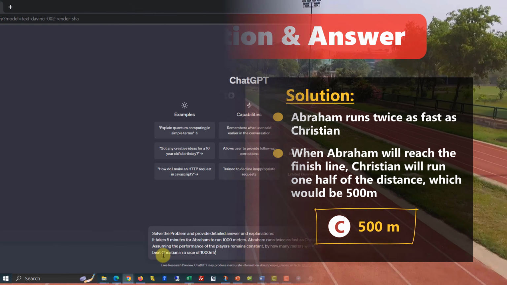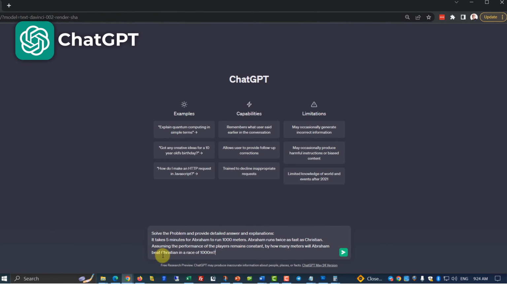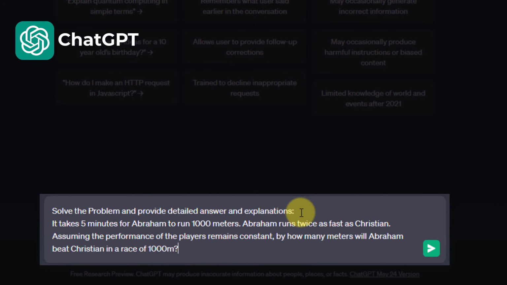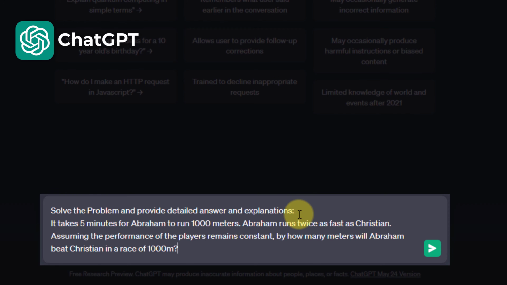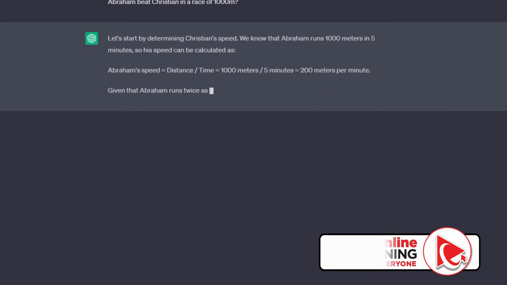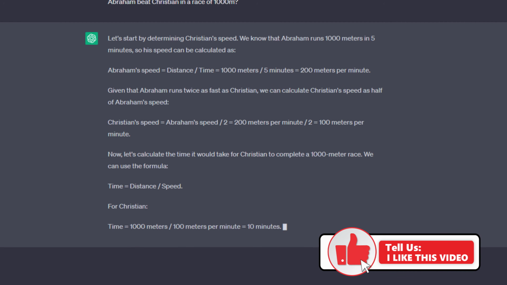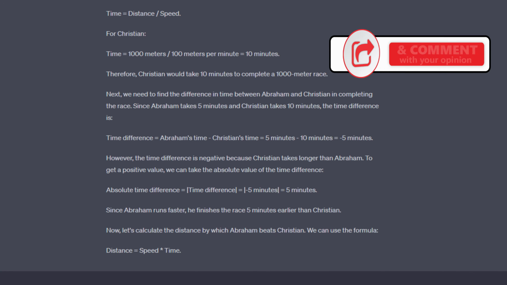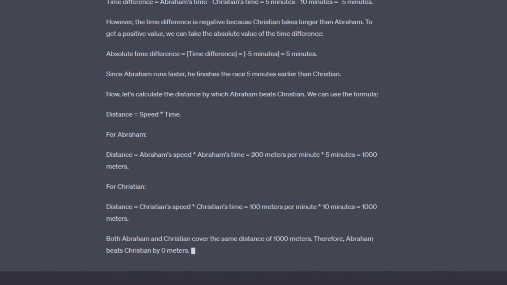We will use the ChatGPT prompt, solve the problem, and provide detailed answers and explanations. And we will use the same problem as we just solved. When ChatGPT solves the problem, it provides the facts and detailed explanations of the logic and rationale of how it solves the problem. And at the end, ChatGPT provides the solution.